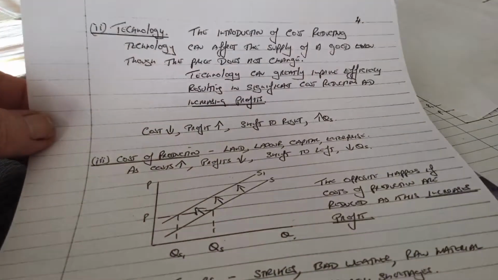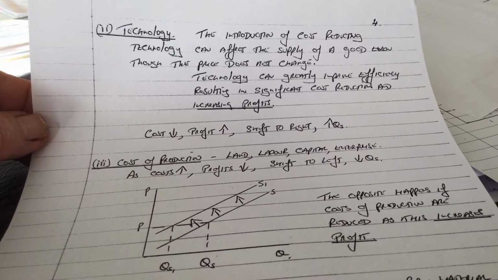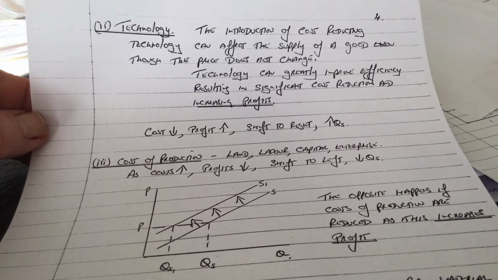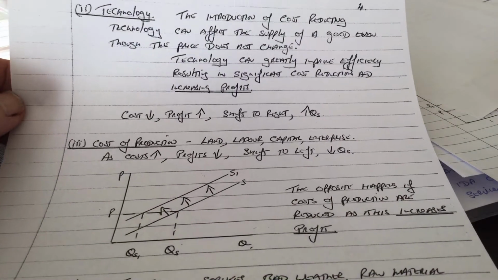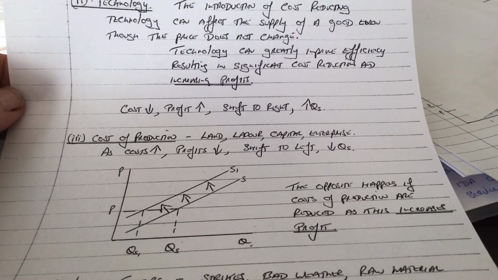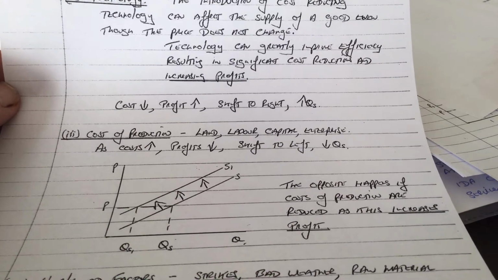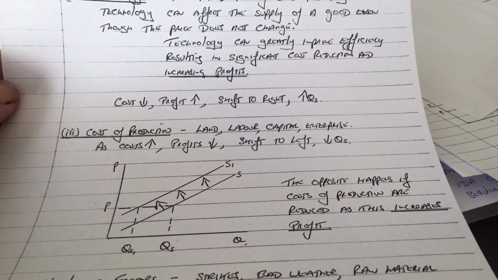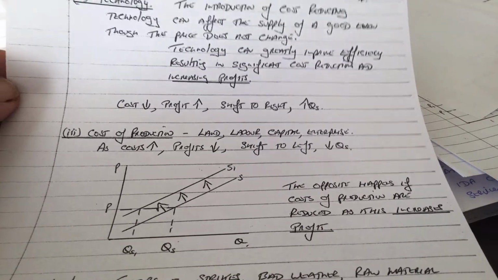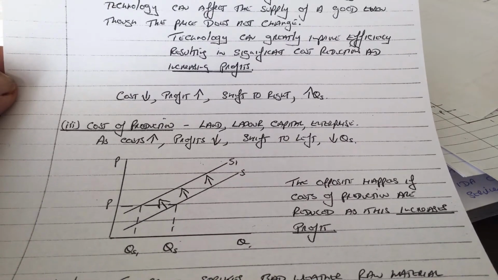Technology. The introduction of cost-reducing technology can affect the supply of a good even though the price does not change. Technology can greatly improve efficiency, resulting in significant cost reductions and increasing profits. As costs go down, the profit goes up. As the profit goes up, the supply shifts to the right.